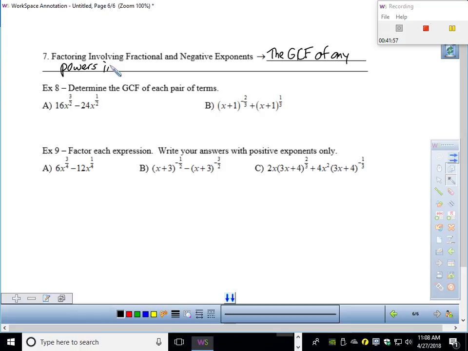In the same base, because that's what we'll be looking at here, is the one with the smallest exponent. So write that in if you would, please. And I'll show you what I mean by that. Perfect. Now example 9 is actually the culminating piece, but we do want to take care of example 8 first, because we can't factor it if we don't know what the greatest common factor actually is.